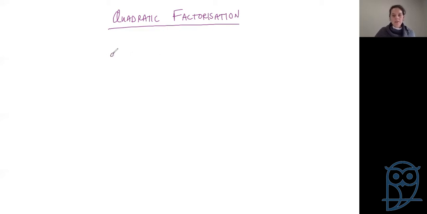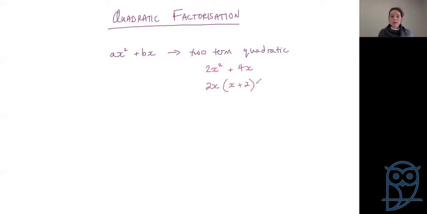If you have ax squared plus bx, you've got a two-term quadratic. Okay, so for example, let's say 2x squared plus 4x. In this one, we're just going to do a straightforward factorization. We're just pulling out the common things in the two terms and taking them to outside of one bracket. There is nothing fancy required for a two-term quadratic.